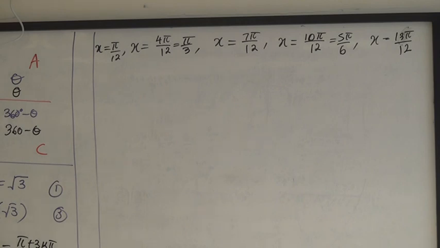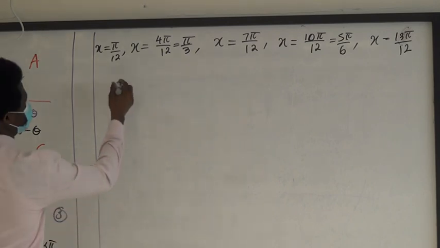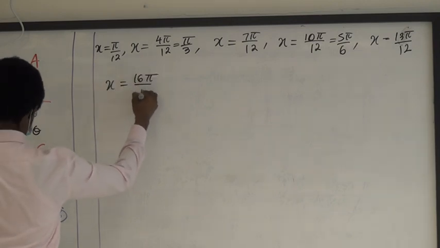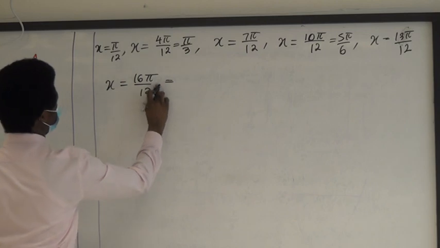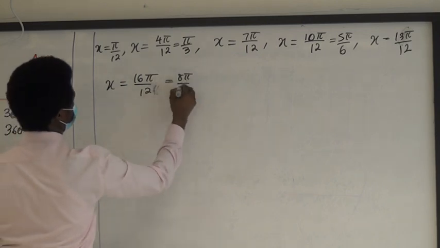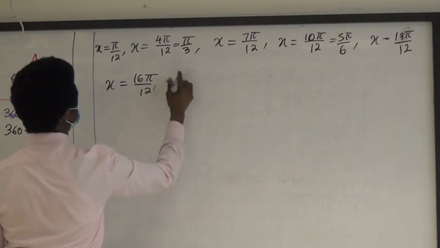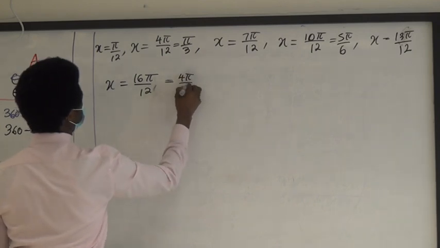I thought there's only going to be 8 answers. 1, 2, 3, 4, 5. Are we up to 8 already? So there should only be 8. No, we're not at 8. We're not done. Okay, so x is equal to 16 over 12, which is what in simplified form? 4 pi divided by 3.